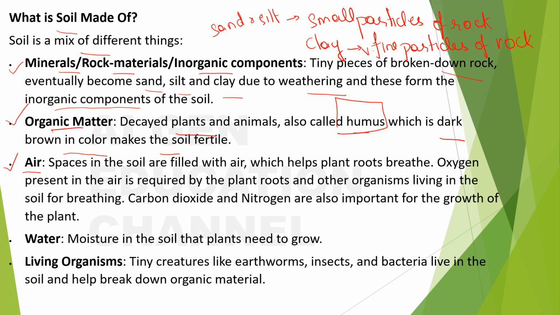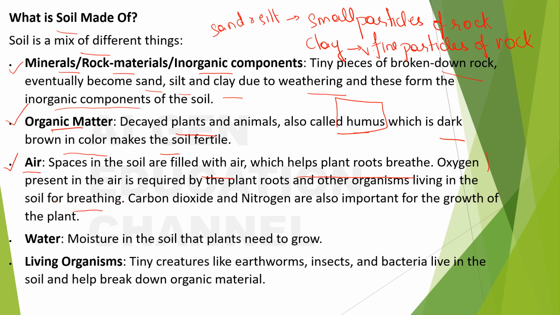How about the air? You can also find air. Don't think that air is separate and soil doesn't have air. No, all these things together are called soil. So spaces in the soil are filled with air, which helps plant roots to breathe. Oxygen present in the air is required by the plant roots and other organisms living in the soil for breathing.